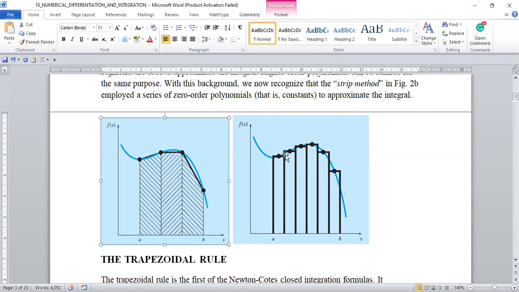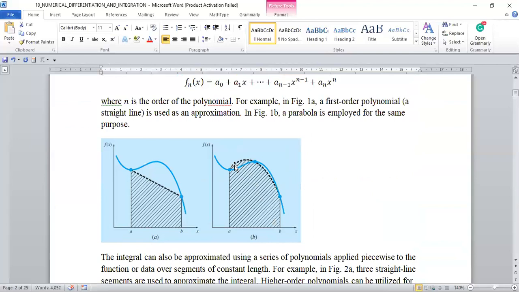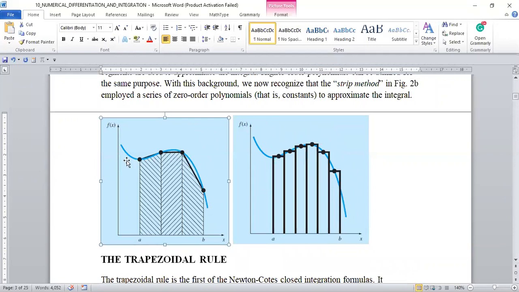You are dividing it into a number of segments, but you are using a zero order polynomial to break the function down into a number of segments. So this is the first order, breaking the function down into a number of segments, and this is the zero order polynomial. Then here, you are not breaking it down into a number of segments. So for a first order polynomial, you need 2 points. But for a zero order polynomial, you just need 1 point.